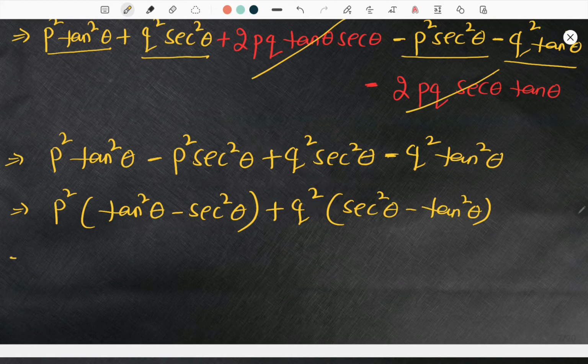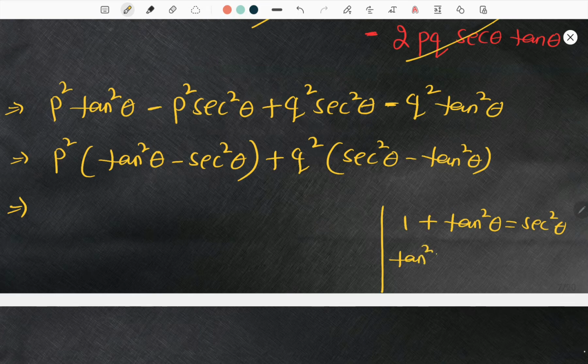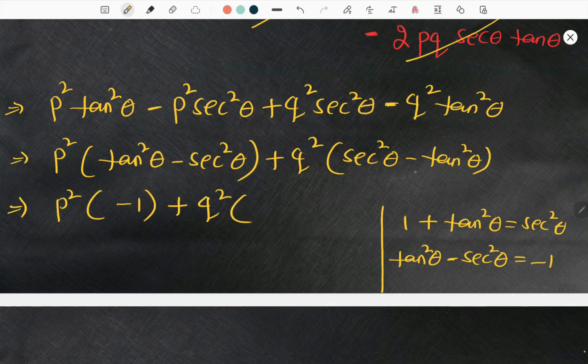Now secant square theta and tan square theta are related. Let us see the relationship. What is the relationship here? 1 plus tan square theta is equal to secant square theta. So we have tan square theta minus secant square theta here. Let me keep tan square theta here only. If you bring this side, it becomes minus secant square theta, and if you take this one that side, it becomes minus 1. So p square bracket tan square theta minus secant square theta, I can write it as minus 1, plus q square bracket secant square theta minus tan square theta.